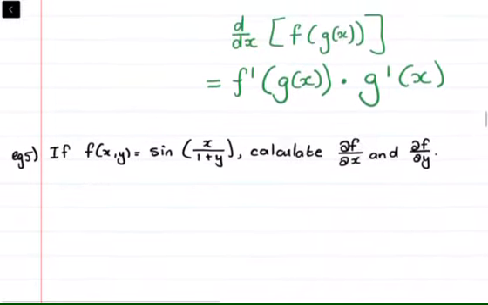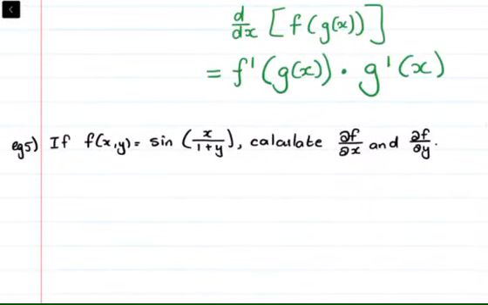So let us recall the chain rule. What does it say? The outer function f is sine, and the inner function g is x over 1 plus y. But what happens is that we now have a function of several variables. So the idea is still the same.